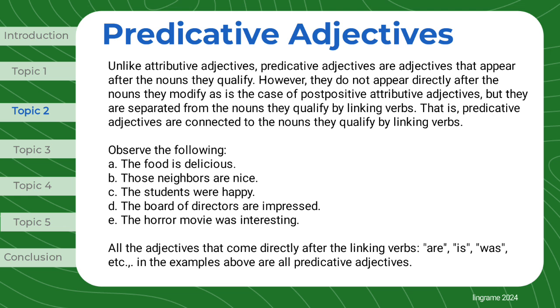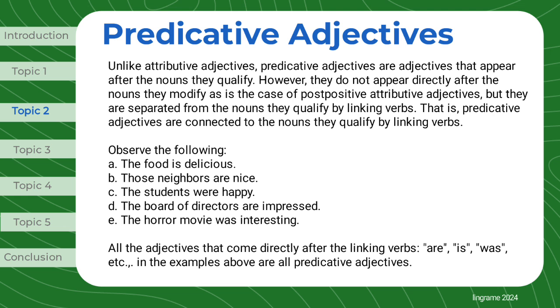However, they do not appear directly after the nouns they modify, as is the case of postpositive attributive adjectives, but they are separated from the nouns they qualify by linking verbs. That is, predicative adjectives are connected to the nouns they qualify by linking verbs. Observe the following: The food is delicious. Those neighbors are nice. The students were happy. The board of directors are impressed. The horror movie was interesting.